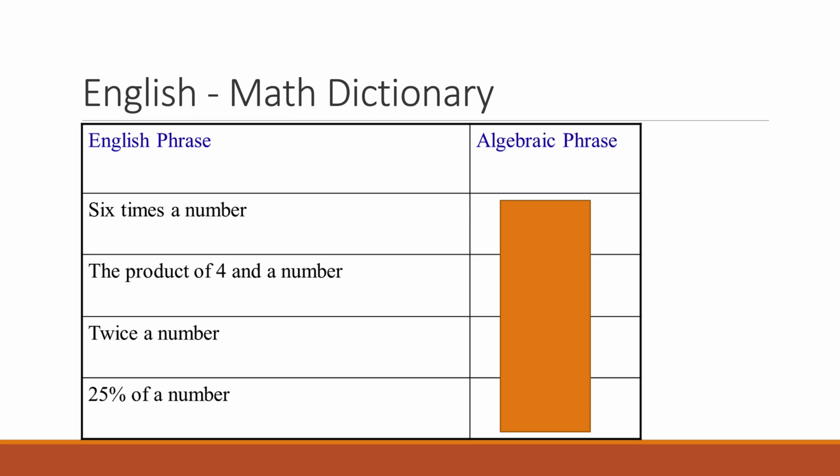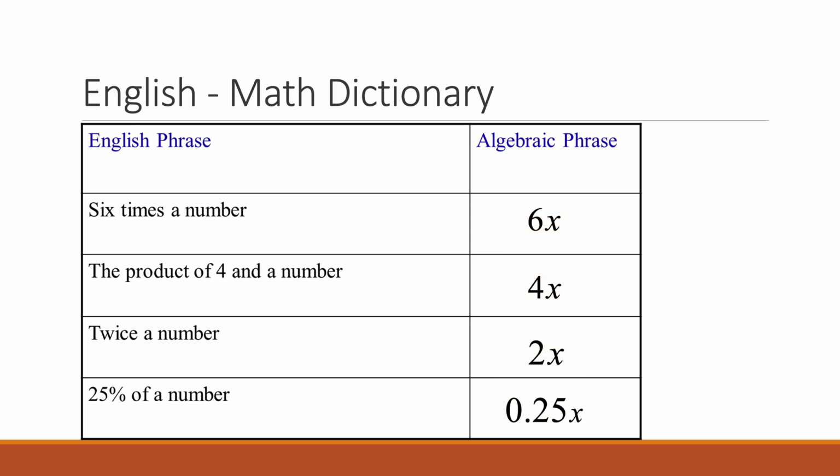Little stop and start here for multiplication. Okay, 6 times a number, 6x. Product of 4 and a number, 4x. And again, you can use n for all of these. Twice a number, 2x.